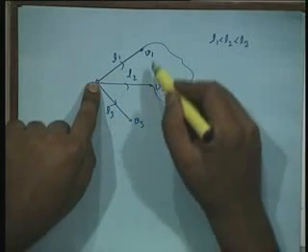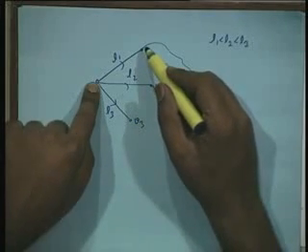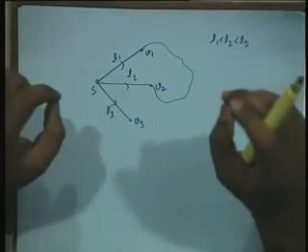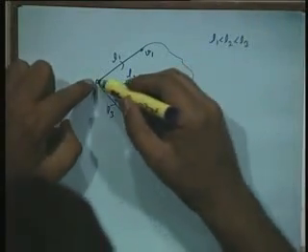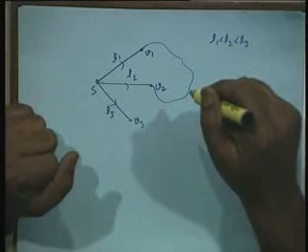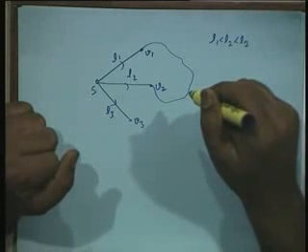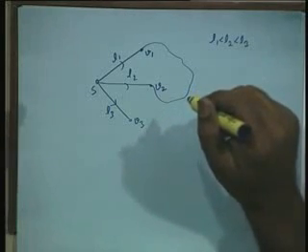Similarly, if we somehow travel around from V3 and reach V1, the length of the path has to be at least L3. Yes? So what does that mean? The shortest path from S to V1 is L1.